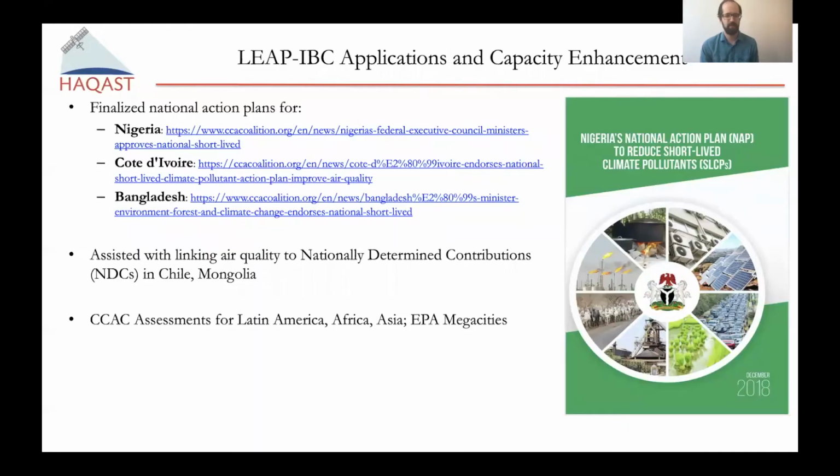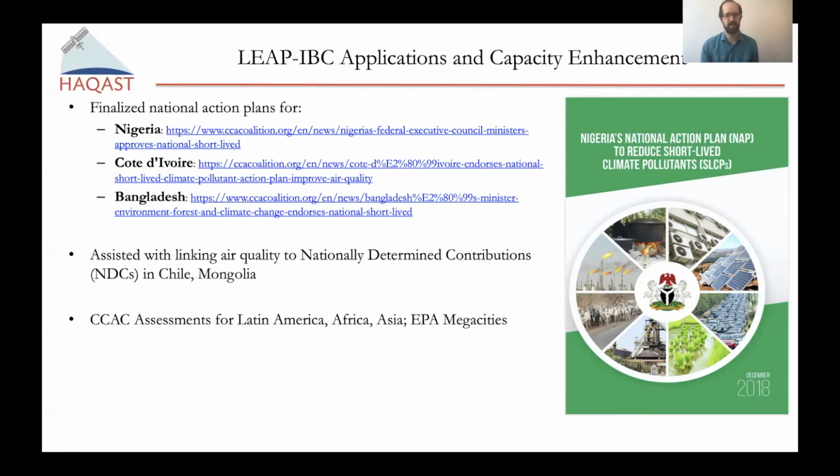So I hope that gave you a quick sense of what LEAP IBC actually looks like and how it works. It's been used by more than 25 countries for developing their SLCP national action plans. Several of those are now published and available. You can view the links here, and I'm showing you the cover of the one for Nigeria.